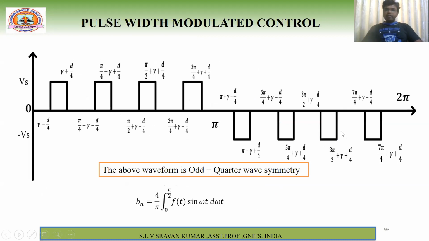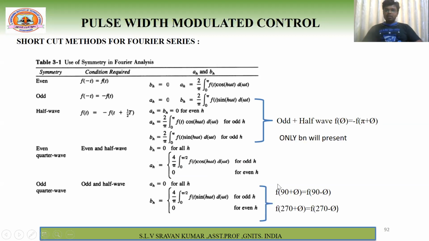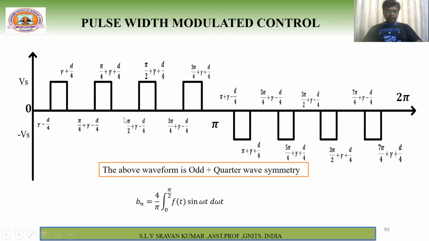Now the same waveform I am considering, which is nothing but 4 pulses per half cycle. What about this waveform, whether it is odd plus quarter wave symmetry or odd plus half wave symmetry, that is most important. First of all, for quarter wave symmetry, what is the condition? f of 90 plus phi is equal to f of 90 minus phi. Now, this is your pi by 2. This is your pi by 4. This is pi by 2 plus gamma minus d by 4. Exactly this is pi by 2. Therefore, this is pi by 2 plus theta, and this is pi by 2 minus theta. Because of equidistance, we can say that is quarter wave symmetry.